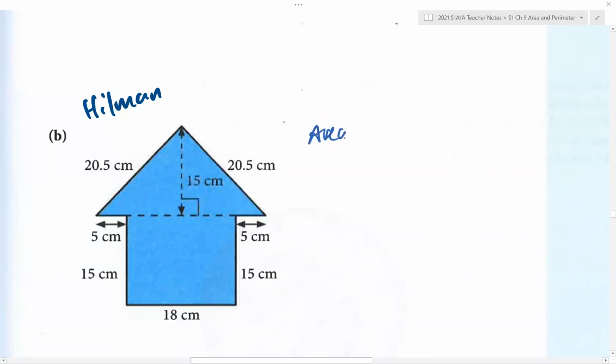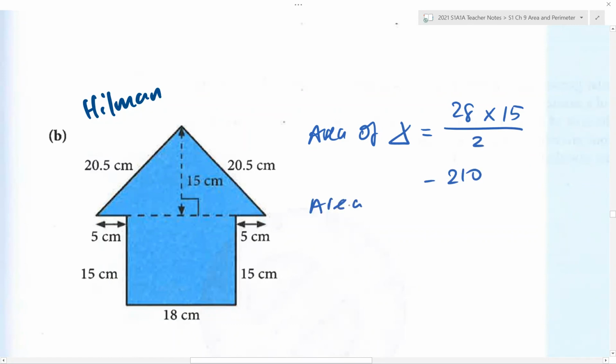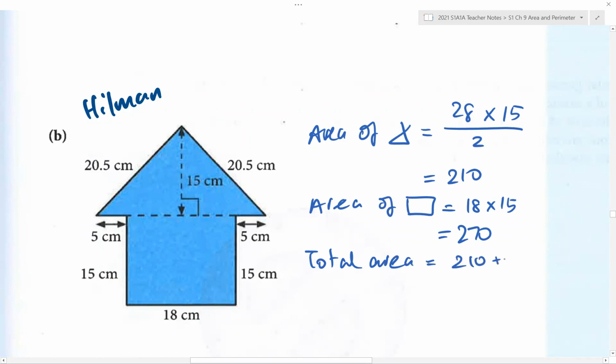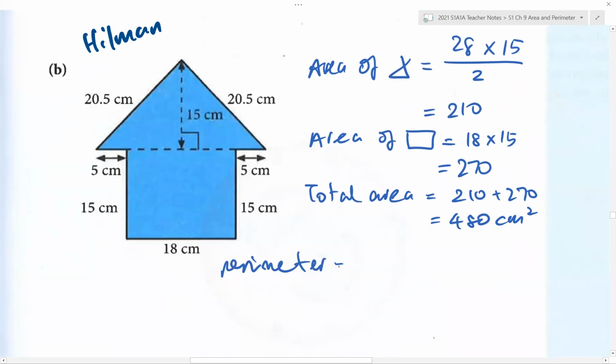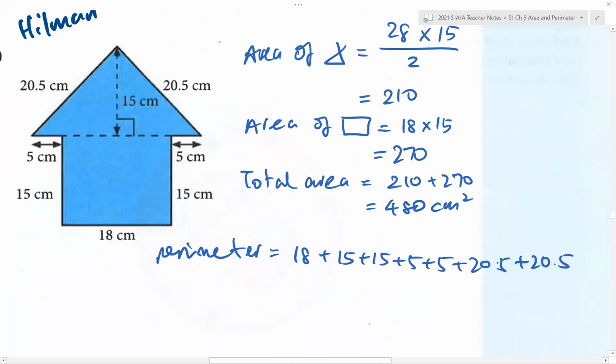Area of triangle. 28. Okay, correct. Okay, correct. Nice, yeah. Okay, very good. Okay, that's all. Any questions?